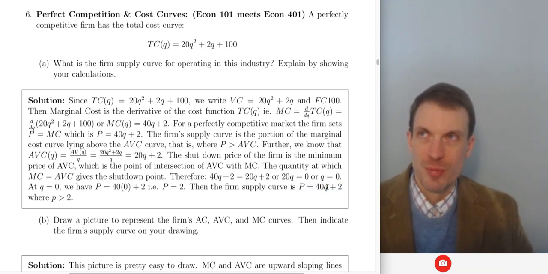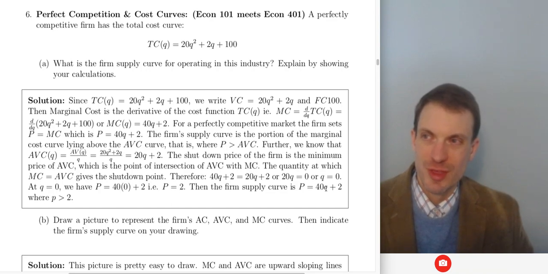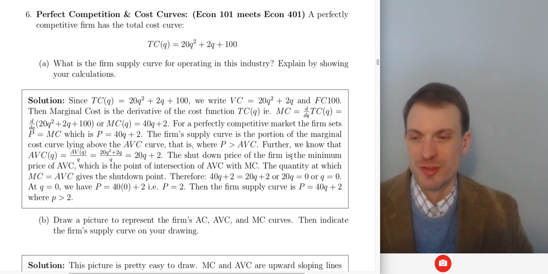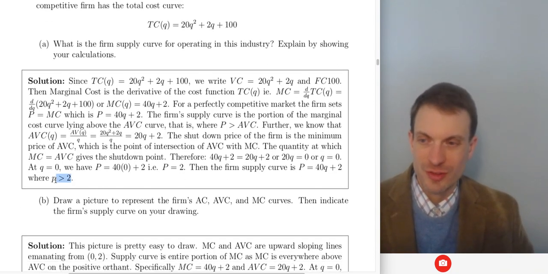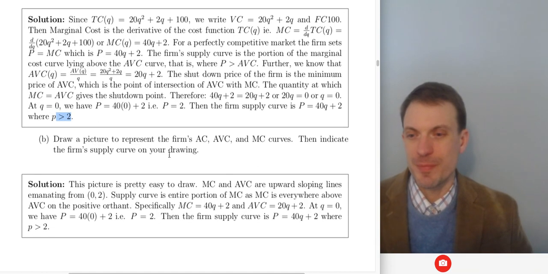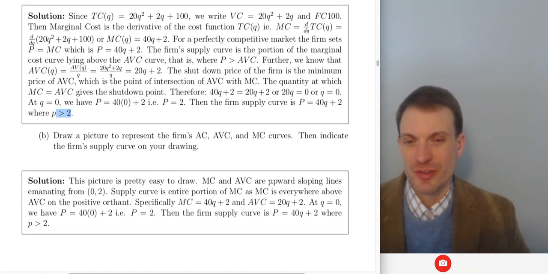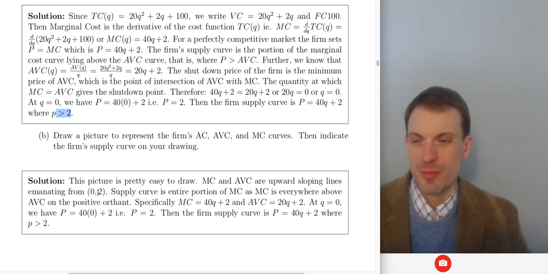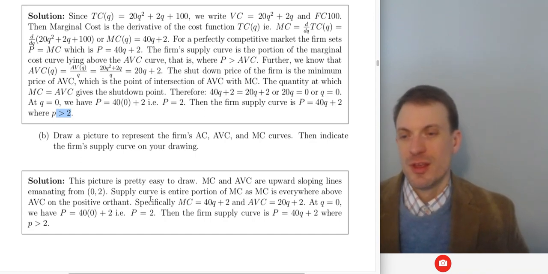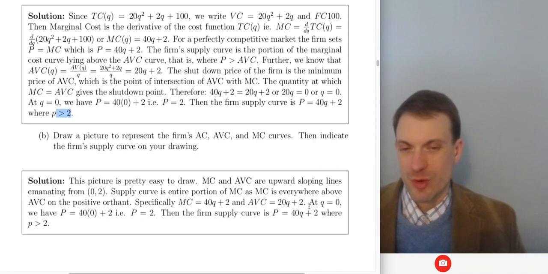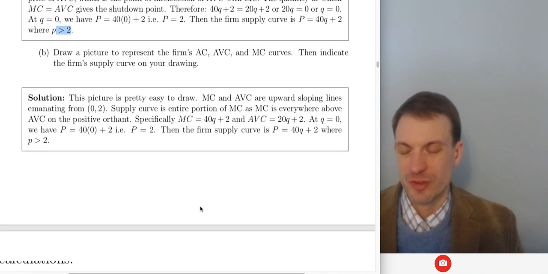So what I said is correct if you think about the graph. More properly, we're interested in the portion of marginal cost that lies above average variable cost, and this is what we need to say to get that. All right, draw the picture. Picture's pretty easy to draw. Marginal cost and average variable cost are upward sloping lines emanating from the point 0, 2. Supply curve is the entire portion of marginal cost because marginal cost is everywhere above average variable cost. Specifically, at the quantity of 0 is where they cross, and then the supply curve is the line 40Q plus 2, where price is greater than 2.